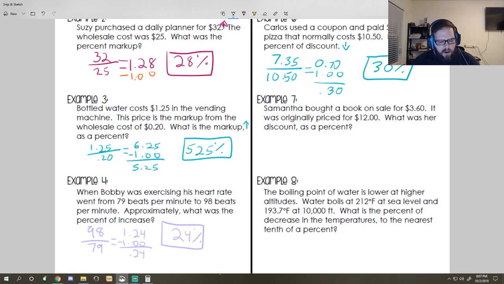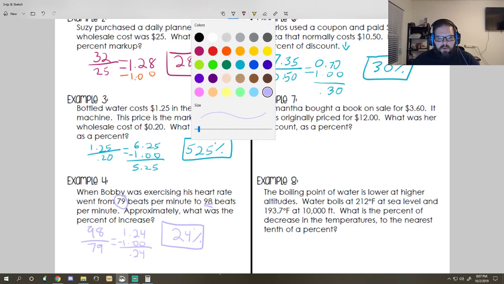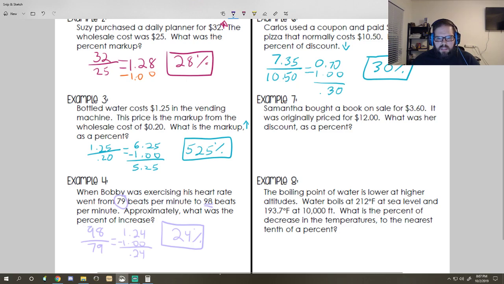So I hope we're seeing the pattern here. It's not a difficult concept. It's the idea of making sure that we identify the change versus the original number. We've got to know the change versus the original number. That's going to be the only thing that will trick you up. So let's look at example 7.